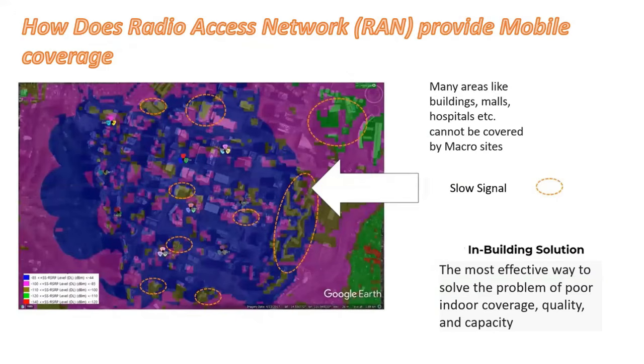Okay, so you will see again buildings, malls, hospitals, other establishments. If you deploy a typical macro site, it is not enough to cover big buildings inside. You can design an antenna pointing towards the building, but most of the time it is not sufficient. So IBS is one of the effective ways to solve this problem indoors in terms of coverage, capacity, and quality.